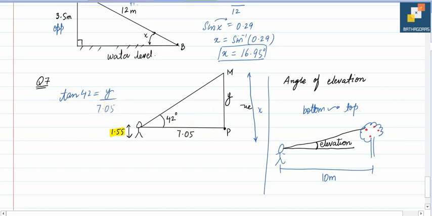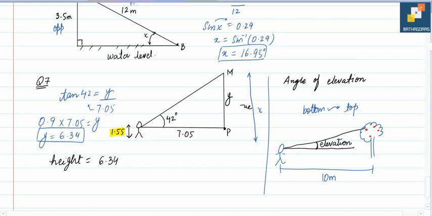Now the value of tan 42 is 0.9. 7.05 will be multiplied with the 0.9, so it will be 6.34. So the value of Y is 6.34, but that is not the height of statue. So the height of a statue is 6.34, that is from M to P, and then this whole distance, that means you need to add 1.55. So 6.34 plus 1.55, it's 7.89. So the height of statue is 7.89 meters, right.